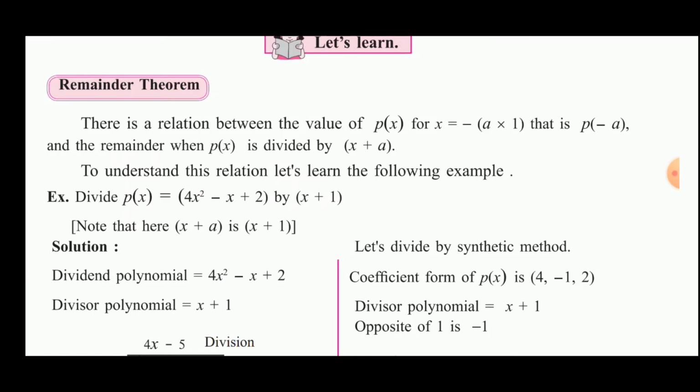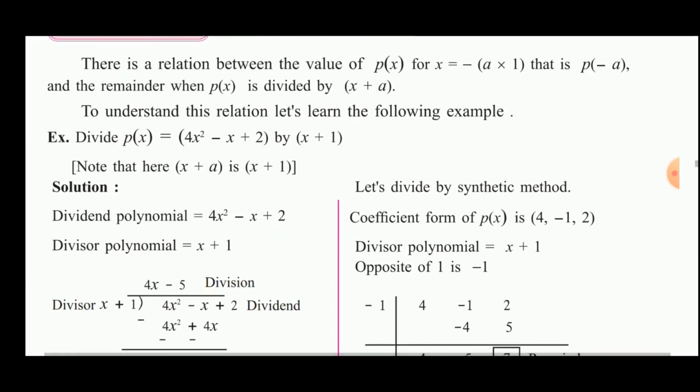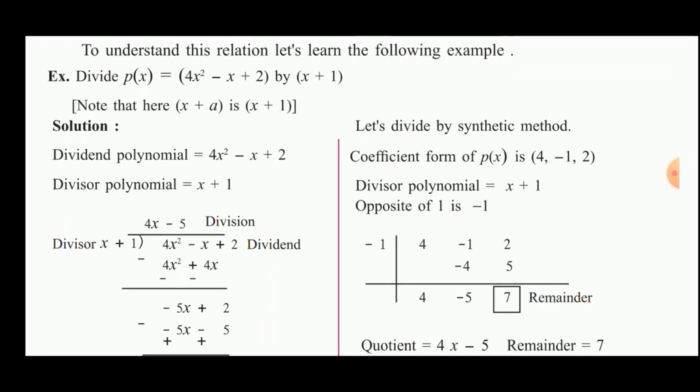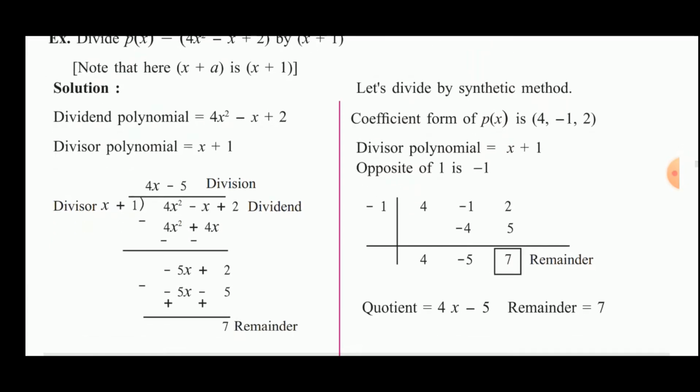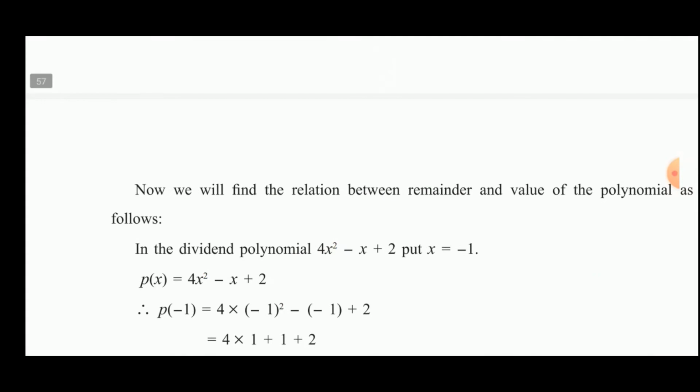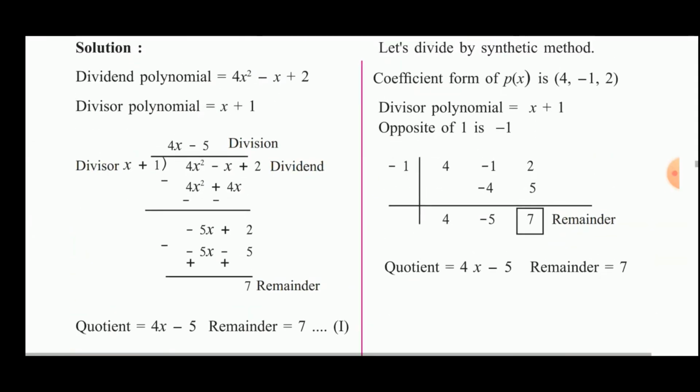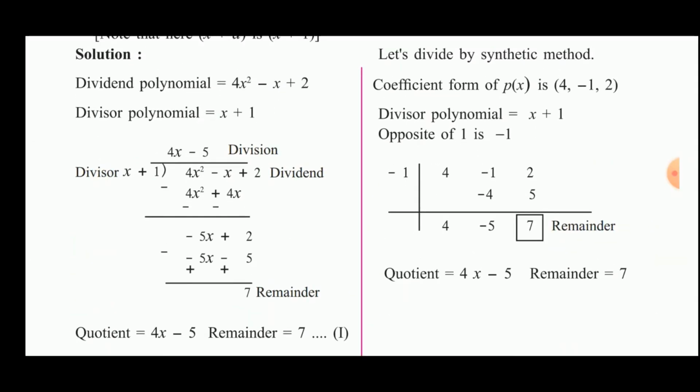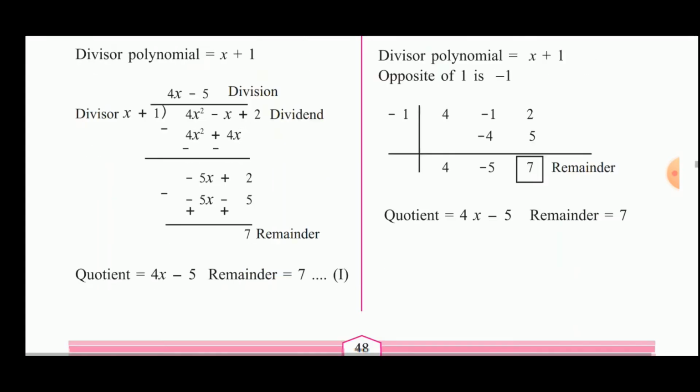Now consider this example. Here the polynomial p is 4x square minus x plus 2 and it is divided by x plus 1. Now the dividend polynomial is 4x square minus x plus 2 and the divisor polynomial is x plus 1. So here when you perform the division either by the normal division method or by the synthetic division method, you get the remainder 7.